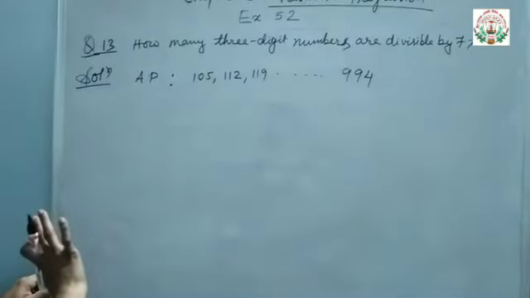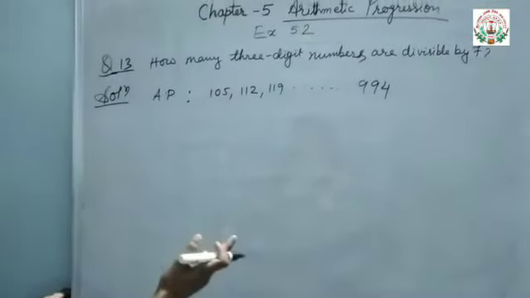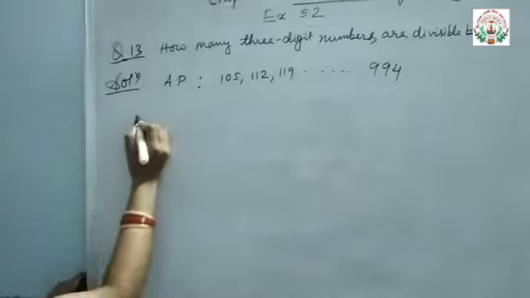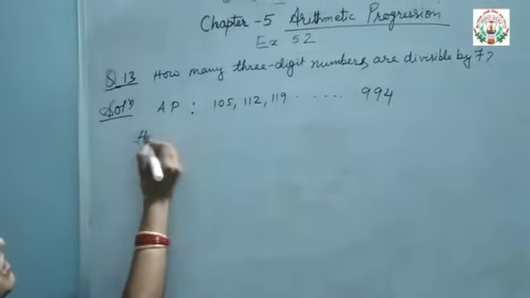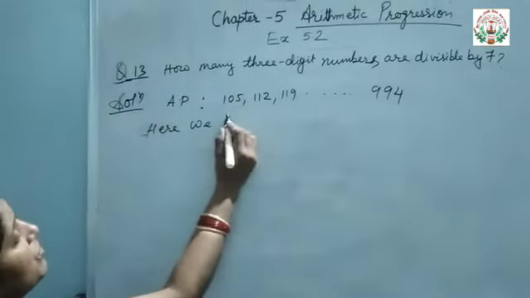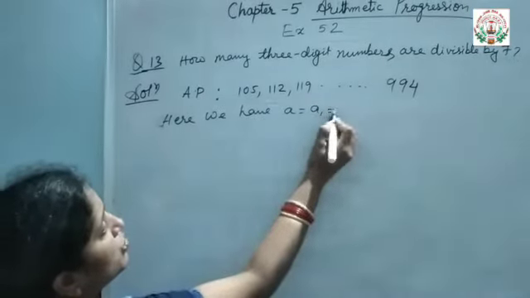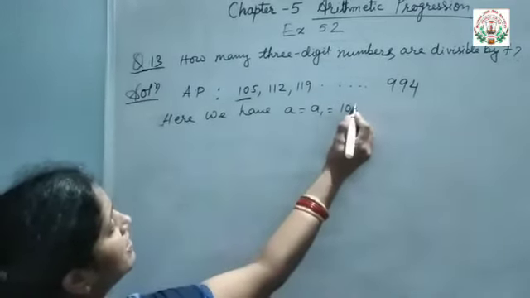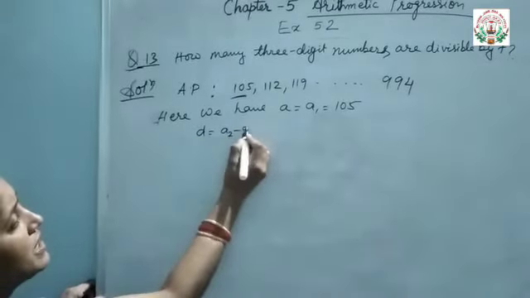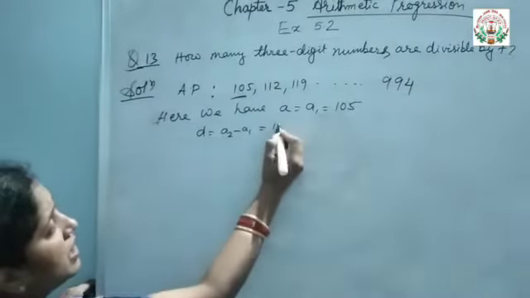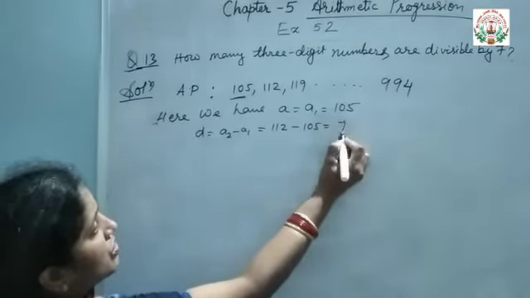Okay. So now first term we got, common difference we will find, and the last term is given. L is given, or you can say an is given. So the n value you have to find, that is, how many terms there are. Now see here: A equals a1 equals 105, the first term. And d, the common difference, equals a2 minus a1, which is 112 minus 105 equals 7.